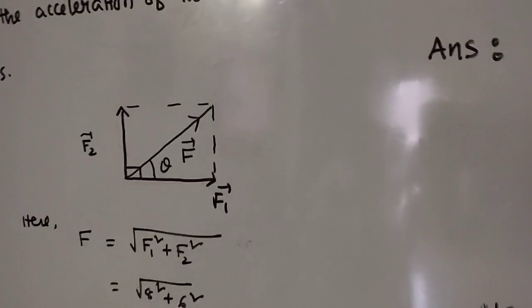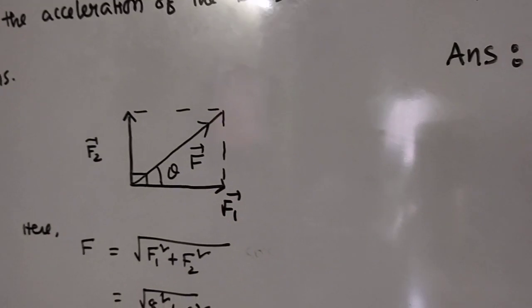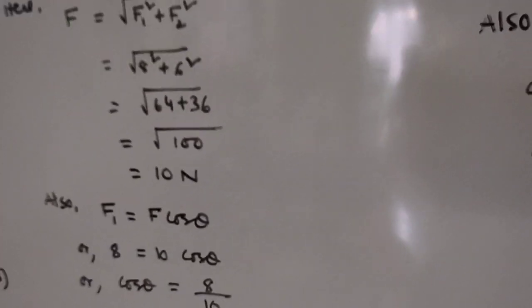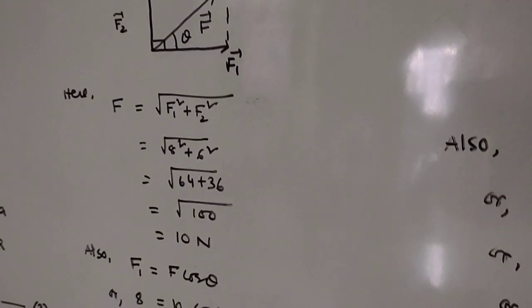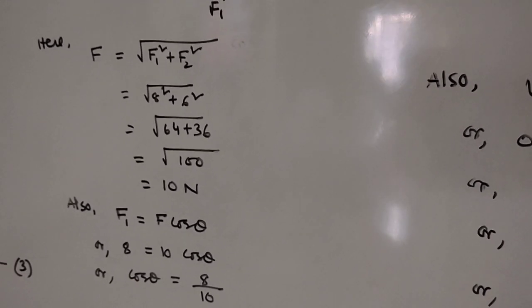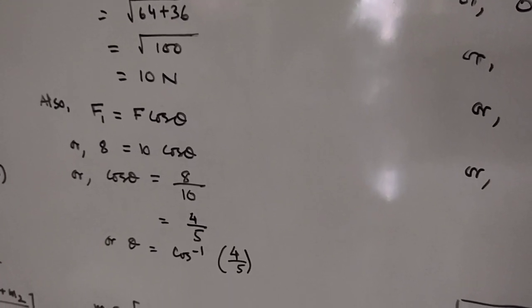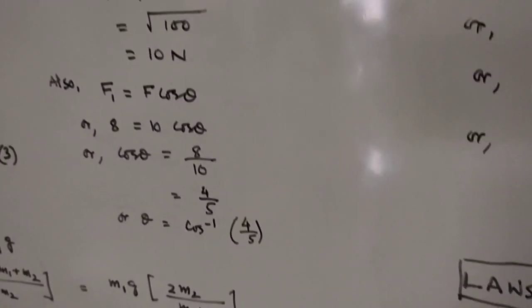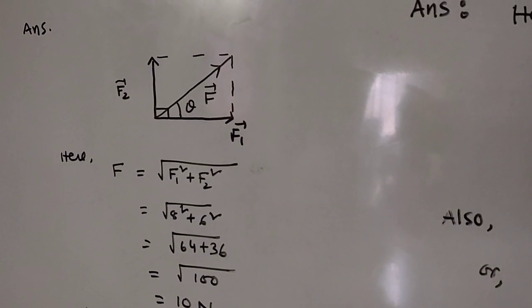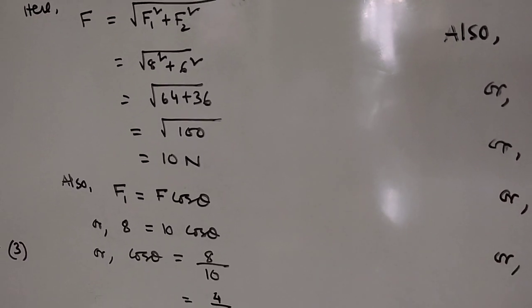Now as per this diagram, the magnitude of f1 vector is nothing but f cos theta if you take the component. So we have used f1 equal to f cos theta as per the diagram. So f1 is given as 8 and f is 10. So cos theta equal to 8 by 10, so it comes out to 4 by 5. So theta equal to cos inverse of 4 by 5. So this is the direction of the force, and the magnitude of the force is 10 Newton.